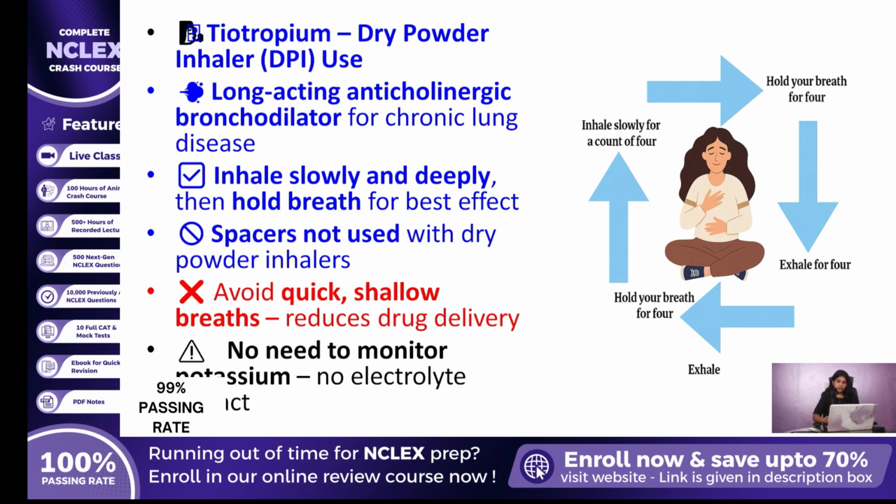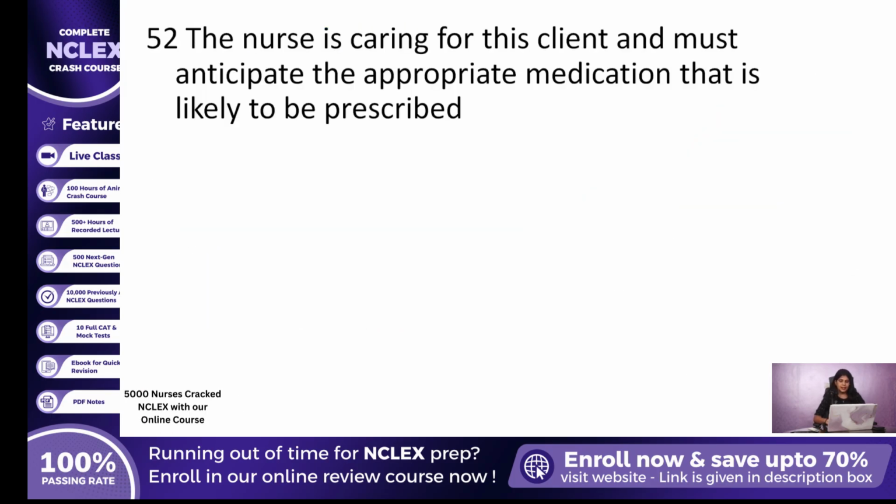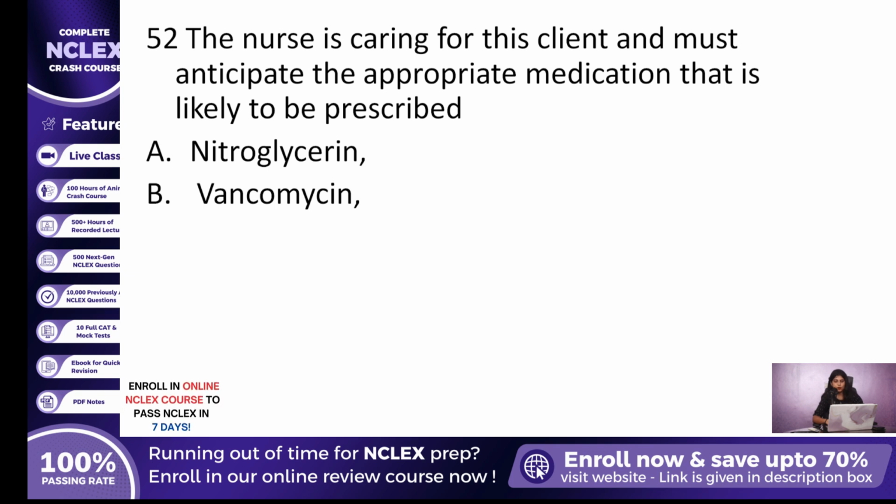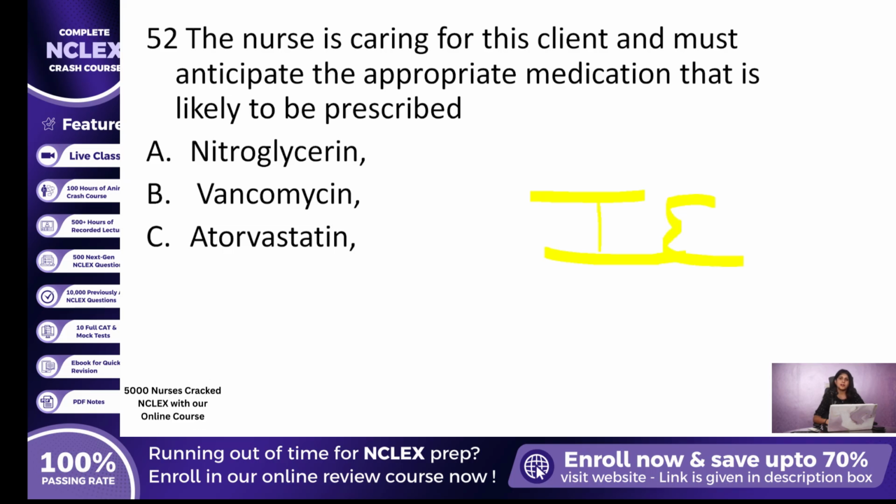Question 52 starts with a scenario involving a client diagnosed with infective endocarditis. The nurse is caring for this client and must anticipate the appropriate medication that is likely to be prescribed. Here are the options. A. Nitroglycerin, B. Vancomycin, C. Atorvastatin, or D. Aspirin. The correct answer is option B.